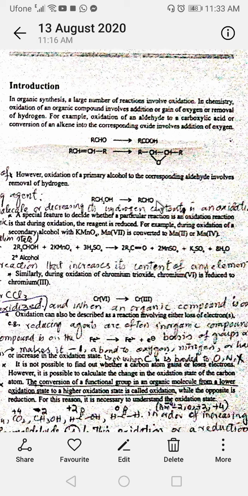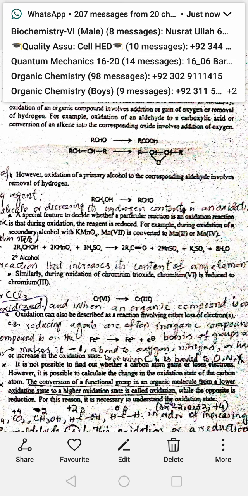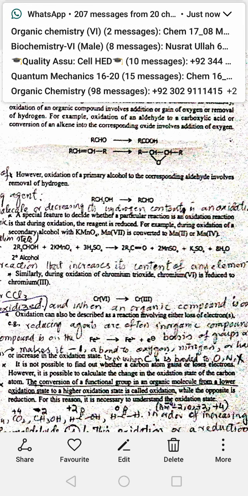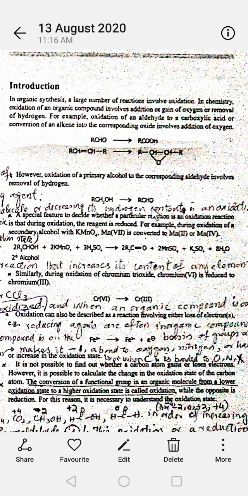Now you can see other examples in which other definitions of the oxidation will be applied. Here R2CHOH is present. This is the secondary alcohol. It is treated with KMnO4 and H2SO4. It is changed into R2CO, the ketone is formed, and MnSO4 is formed, K2SO4 is formed and H2O is formed.